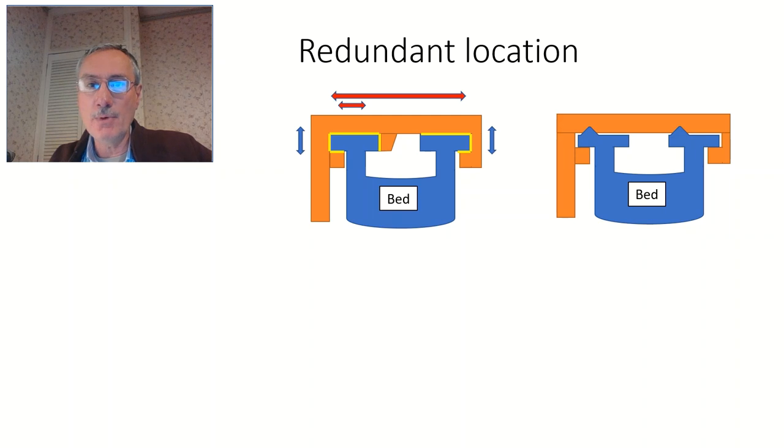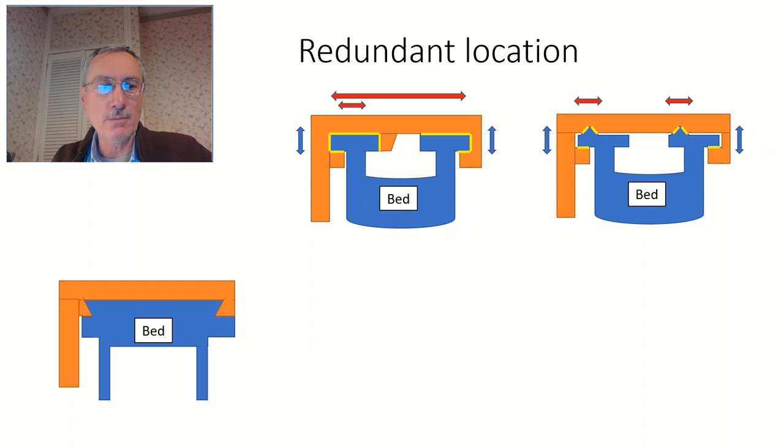Second example of a redundant layout is here. Again, the vertical location is provided by the two V's and the underside of the shear of the bed. So that's all very straightforward. Now, redundancy comes in here because both V's are attempting to provide horizontal or lateral location. So again, we have the idea of redundancy.